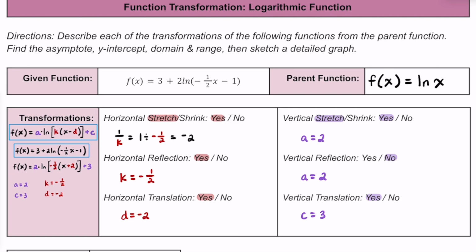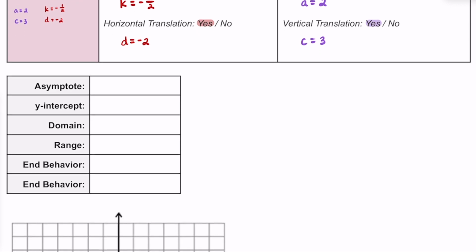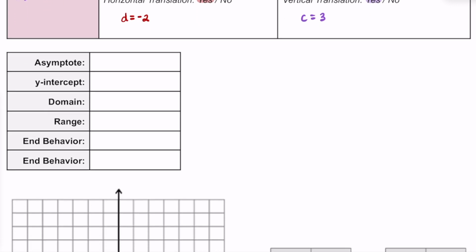Alright, so now that we know all the different types of transformations that are happening to this function, let's see if we can find out more information about this function that we can see on a graph.